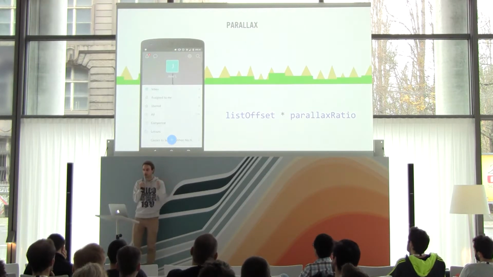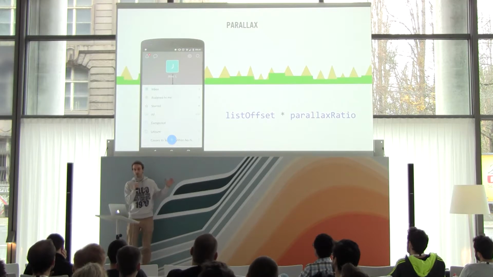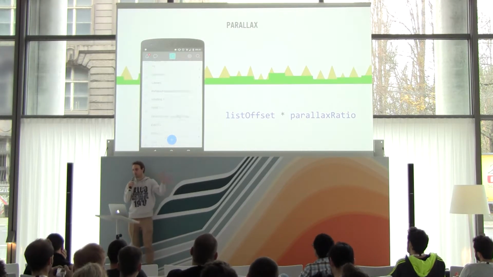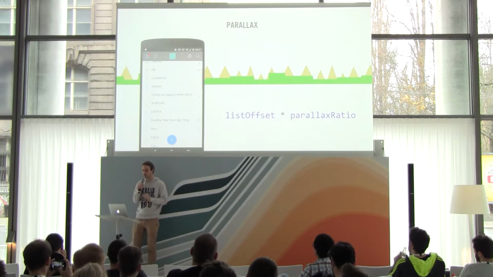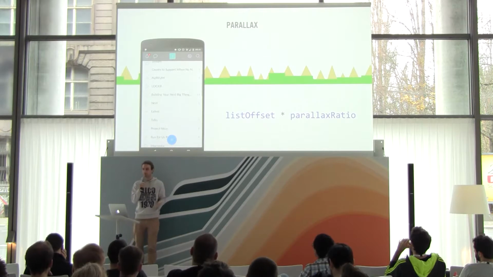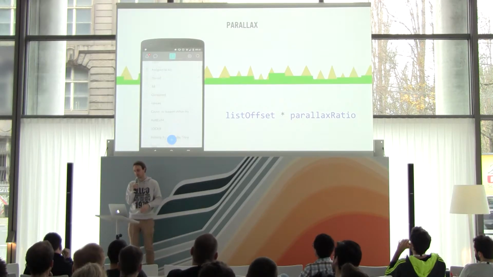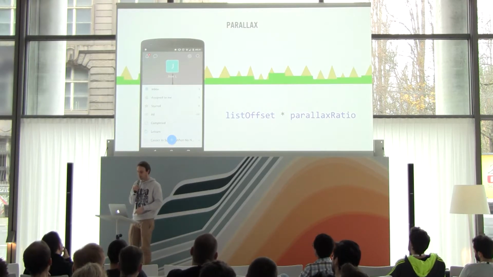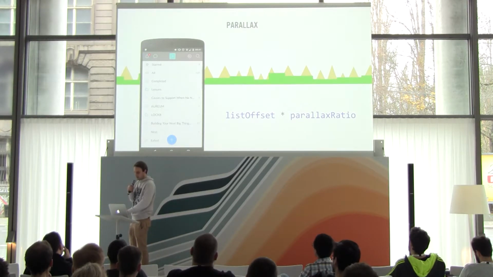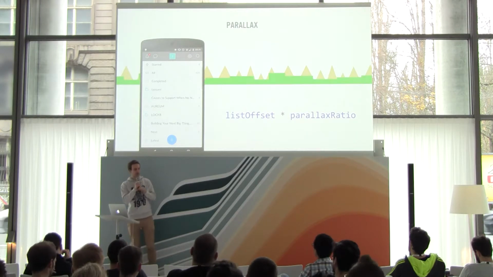You can do it at a fixed rate, but you can also do it depending on or reacting to scroll events, either in the view pager or on the list. So this gives you a lot of flexibility, and some effects are really cool. They look way more complex, and you can do them with just such a simple mathematical operation as a multiplication.